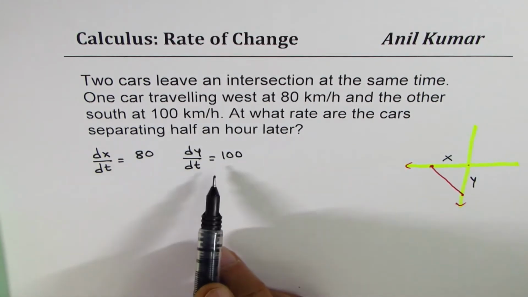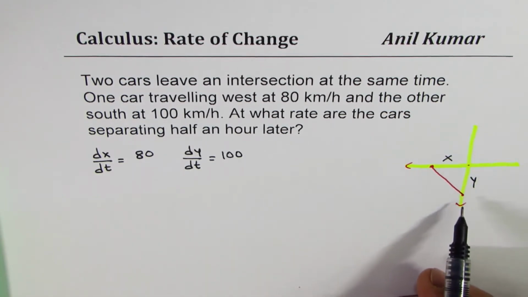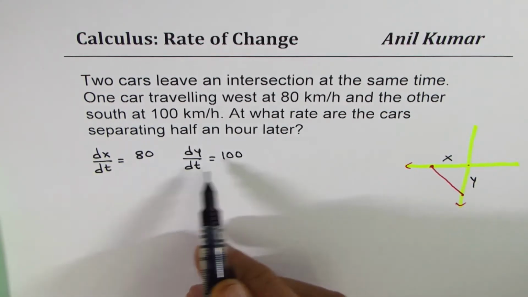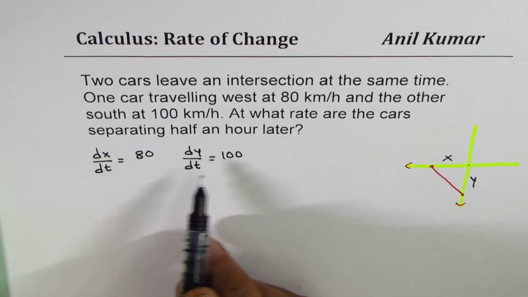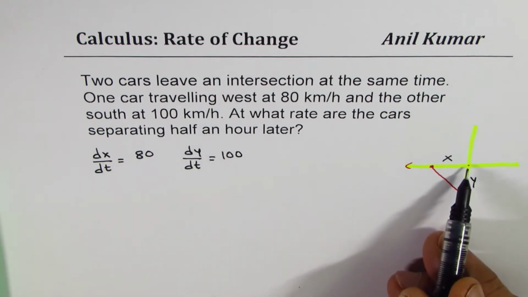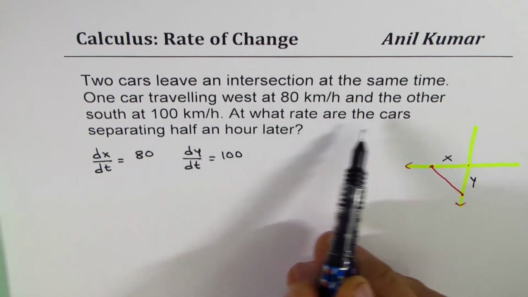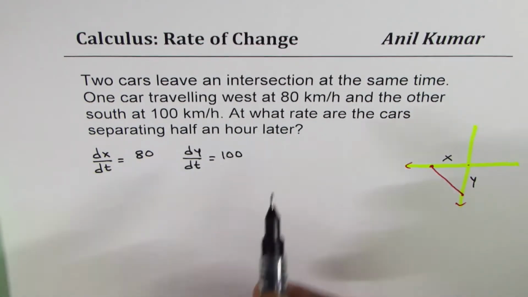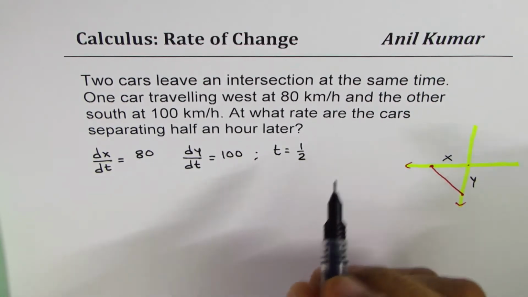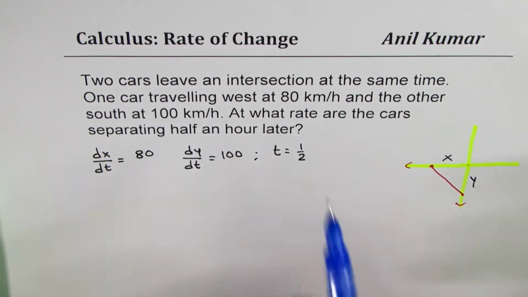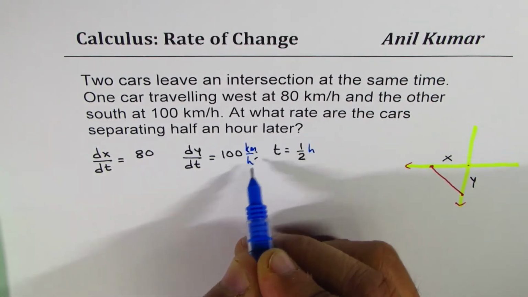Now I'm not putting any negative signs here. My convention is that moving away means distance is increasing, and therefore I'm keeping them positive. Is that clear to you? So why are these positive? Because they are moving away from a point, the distance is increasing. At what rate are the cars separating half an hour later? So we are interested in time, which is half an hour. No harm in including units, so we'll just squeeze them in.